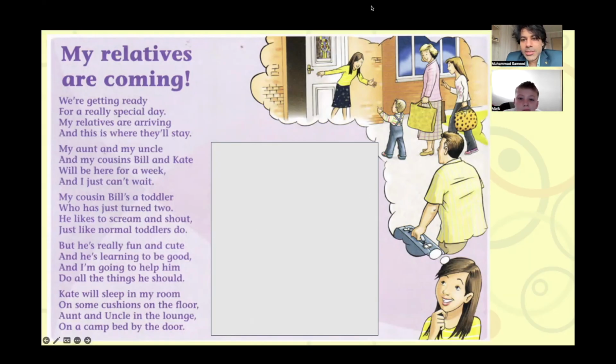Let me tell you how to pronounce these well. This is lounge. Lounge. Okay. Cushions. Cushions. And then cute. Cute. Scream. Shout. I think everything is good. Very good.